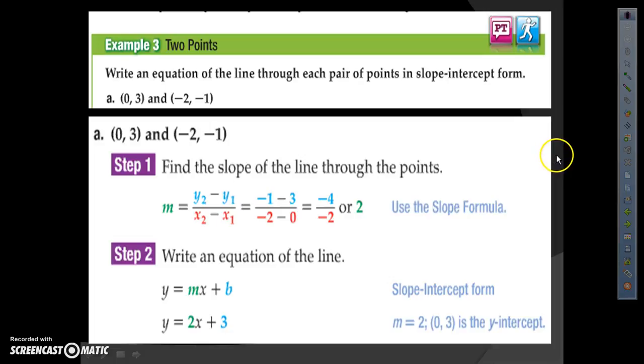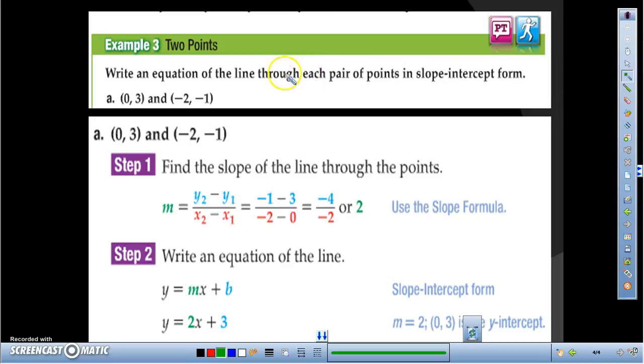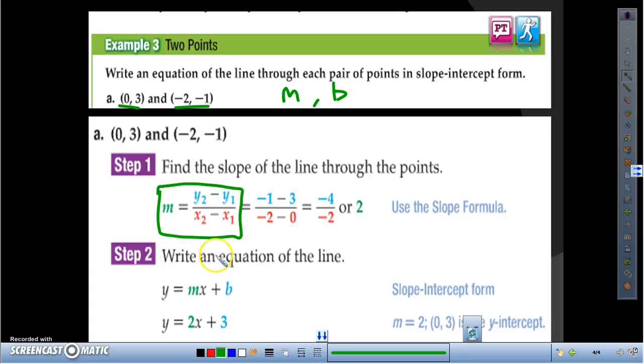Alright, your next situation is that you're given 2 points and asked to write the equation of the line. So when you're given 2 points, you have enough information to get everything you need. What do we need? We need slope and we need y-intercept. Well, if I have 2 points, then I can use the slope formula to find my slope. Once I get to that point, now I'm in the same position I was before, where I have a slope and 2 points to choose from.